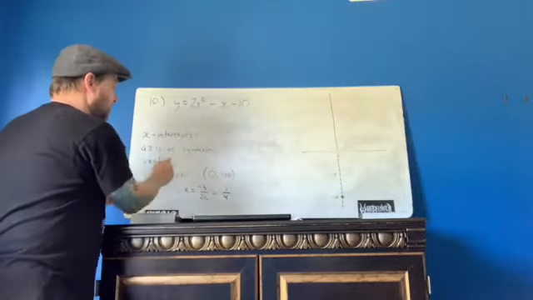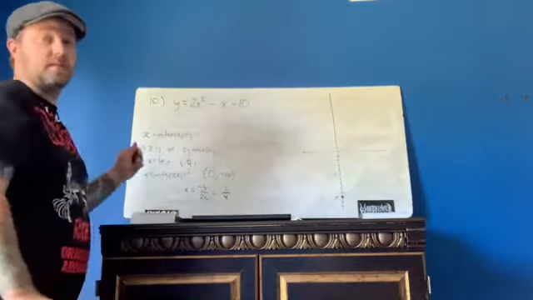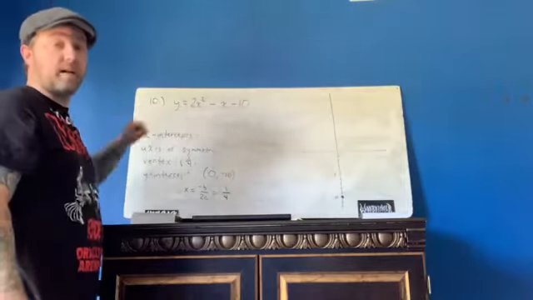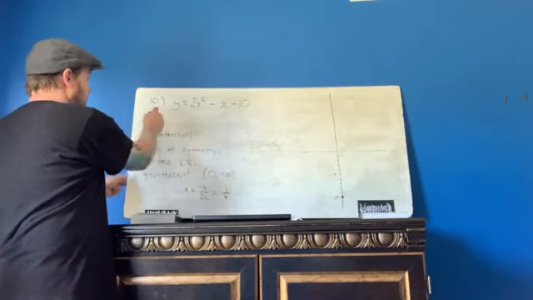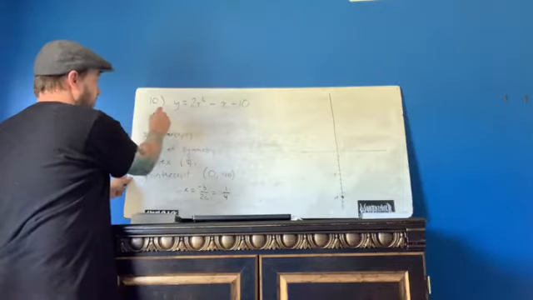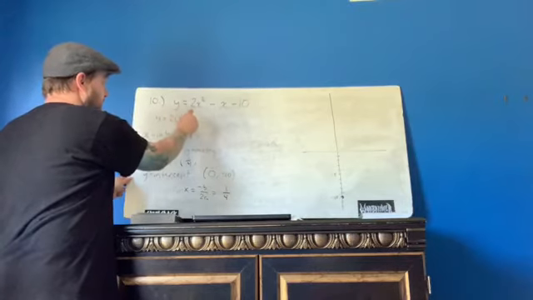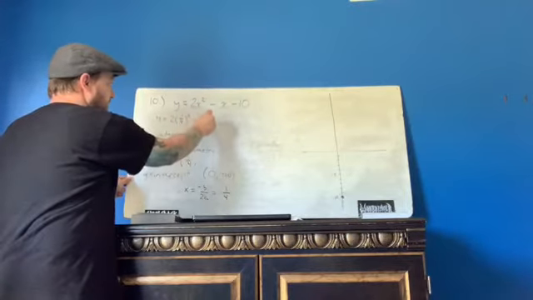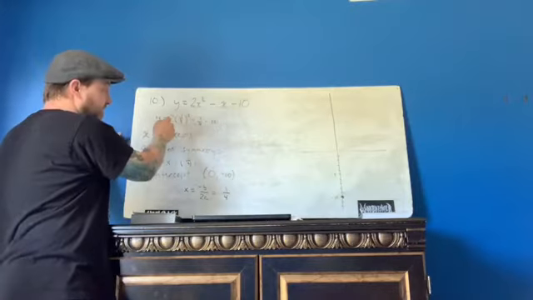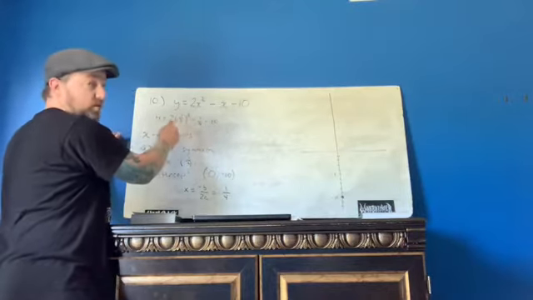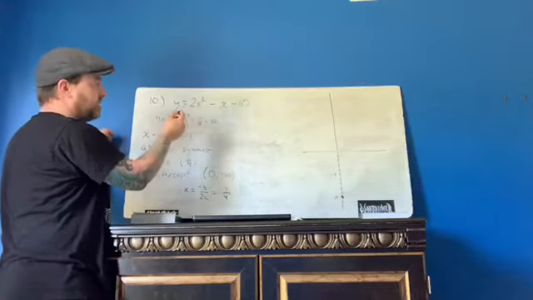So the vertex is 1/4, comma. How do we do that? We plug it in, right? So let's plug in. Y equals 2 times 1/4 squared minus 1/4 minus 10. Well, 1/4 squared is 1/16 times 2 is 1/8. 1/8 minus 1/4, which is 2/8.